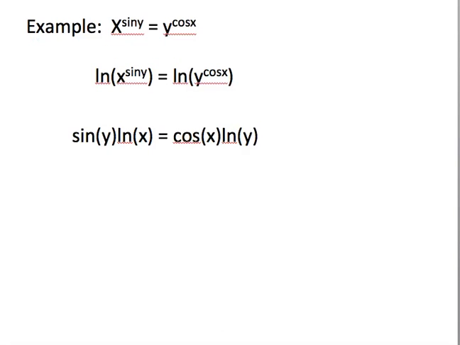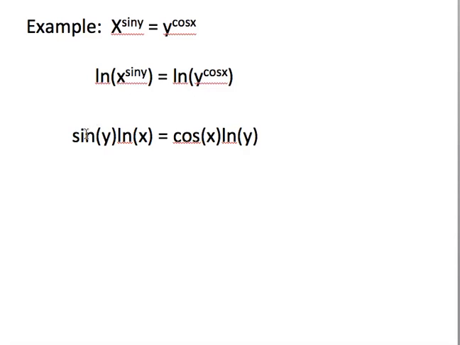Let's look at a second example. X to the sine of y equals y to the cosine of x. This one is both written implicitly, and we have variables both in the base and in the exponent. So we're going to use the logarithmic differentiation, but we're also going to have to do some implicit differentiation along the way. So first step, again, take the log of both sides of your equation.